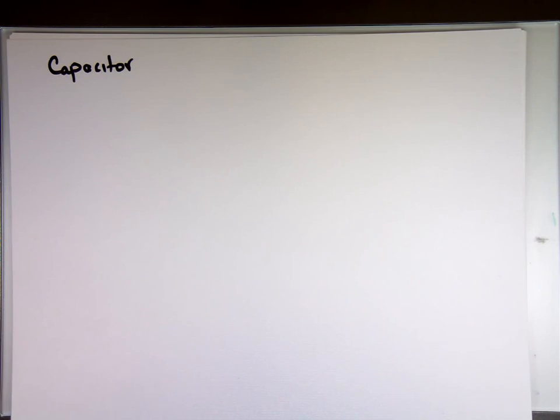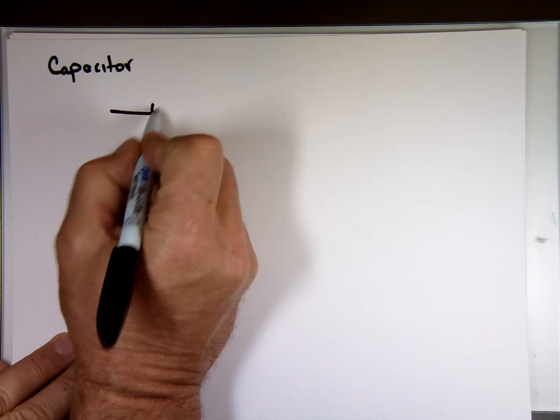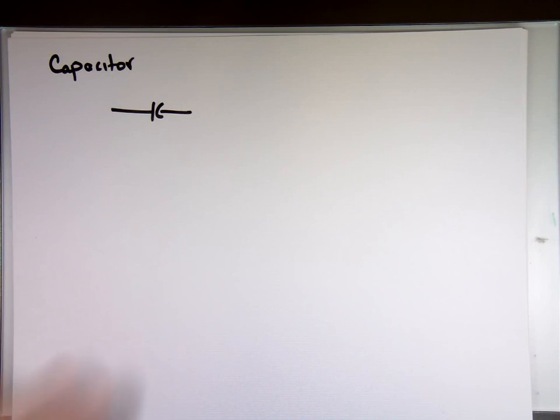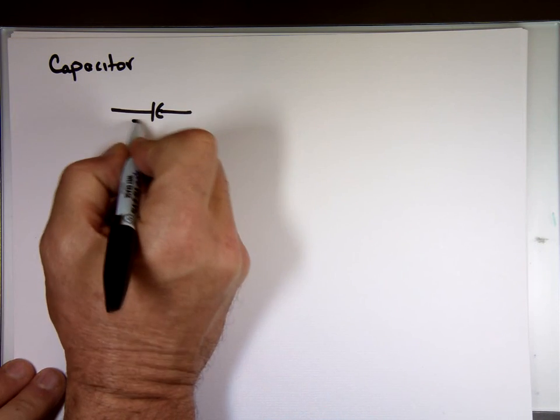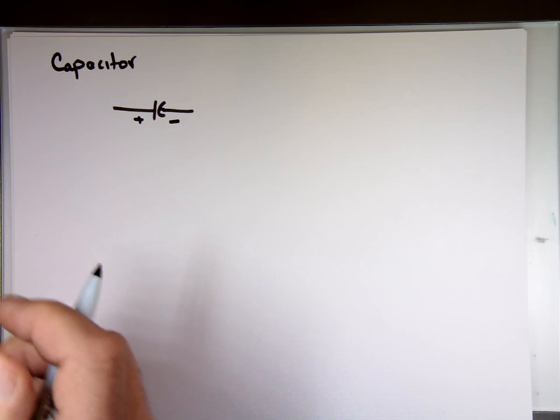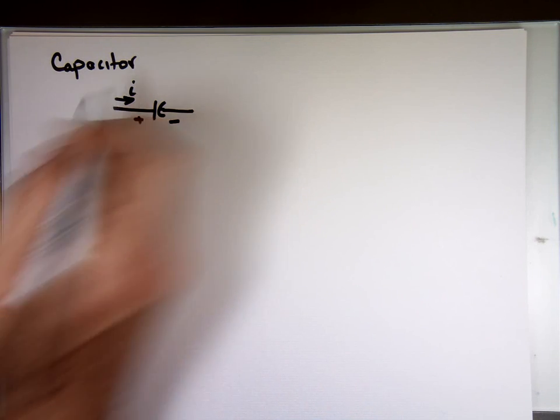So a capacitor. The way we draw a capacitor, that's the picture for a capacitor in circuits. Sometimes we use just straight lines, but normally when you see a curve, this is the plus and that's the minus. That's what that means. And you have a current going through it, we'll call it I.